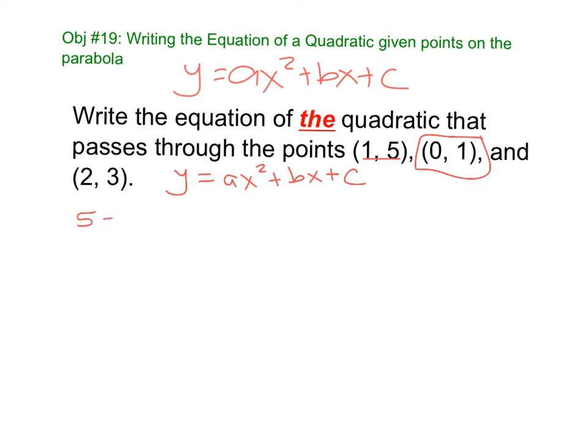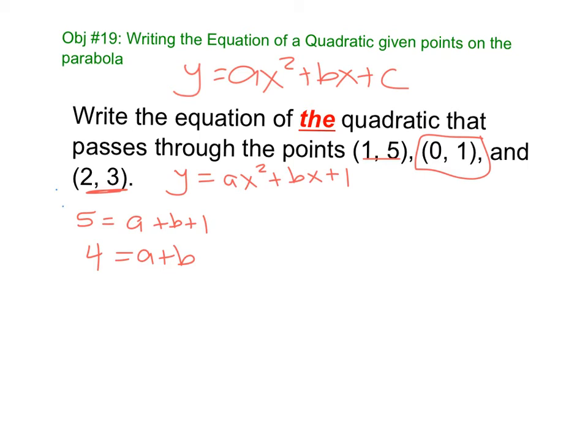So 5 equals, before I was going to replace my c with 1. All right, so we're plugging in 1, so a plus b plus 1. If I subtract 1 on both sides, I get 4. All right, so that's an equation. Now we're going to do the exact same thing we just did, but with (2, 3). So my y value is 3. I'm going to use a different color to help.